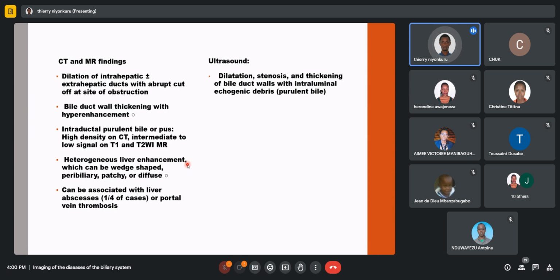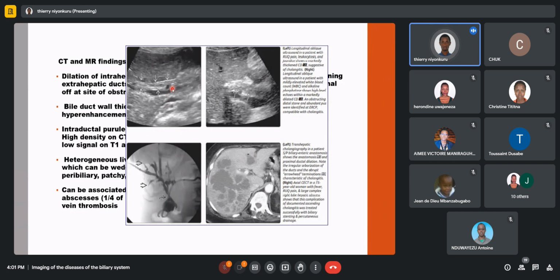So on ultrasound, we see dilatation, stenosis, and thickening of the bile duct wall with intraluminal echogenic debris, which shows that it's purulent bile. So on this oblique view on ultrasound, we can see that there is this obstructing stone. Maybe here we can visualize it well. There is this obstructing stone, and we can see that there is this hyperechoic area in the area of the common bile duct, which is showing that it is cholangitis, but as it is retrograde, it is an ascending cholangitis, as it is from distal going upward to the biliary tree.